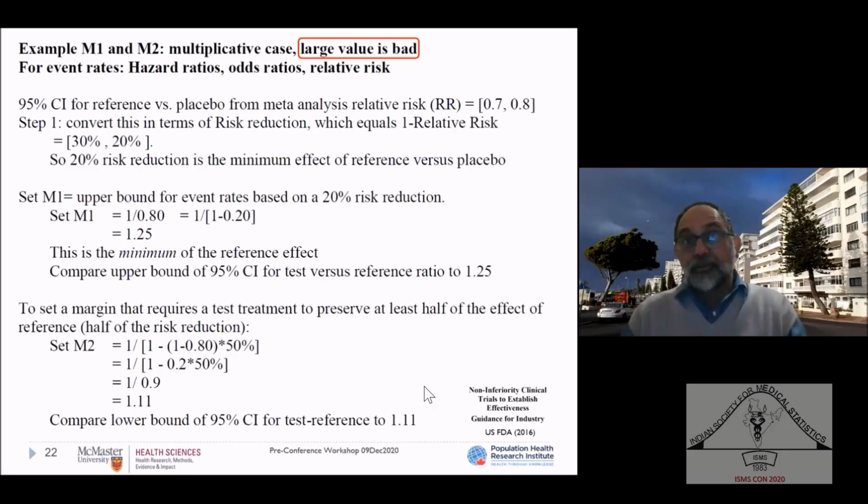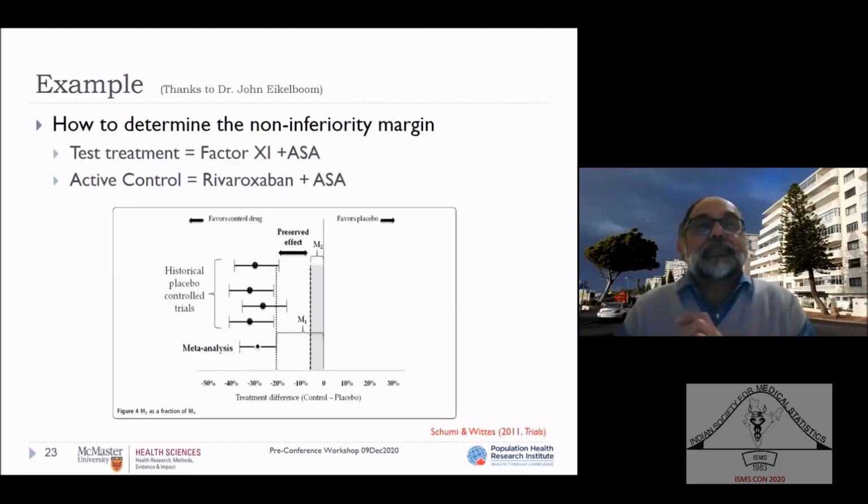If the large values are good, then you're looking at the lower bound. And it's just taken 50% or 75% of it to get the M2. Let's look at an example. This is actually a study that we were doing at McMaster University, and one of the investigators was nice enough to let me use the example from his study.